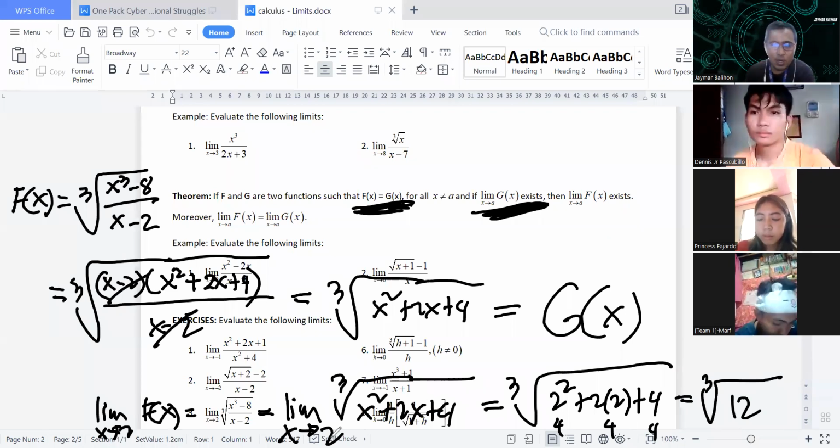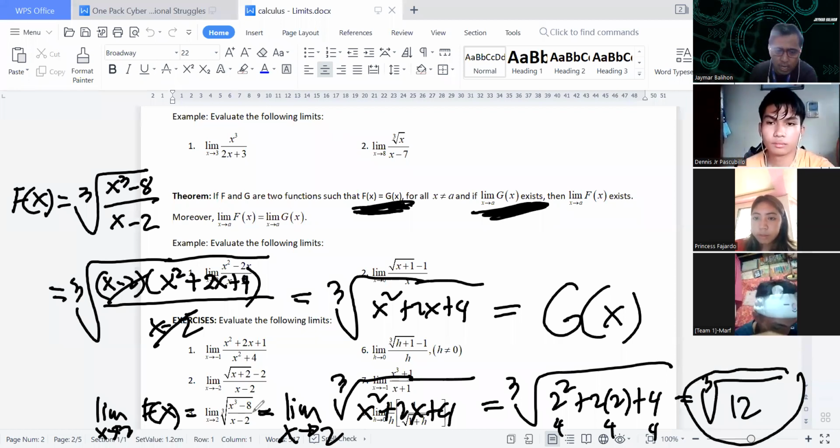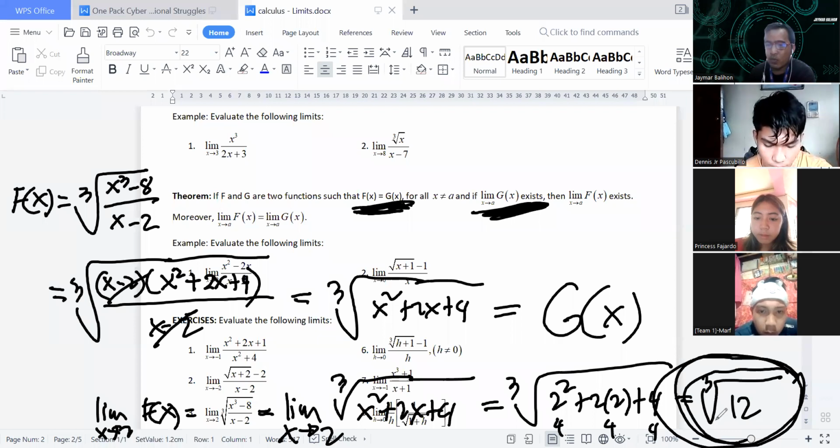So, we can conclude that the limit of the cube root of x cubed minus 8 over x minus 2 as x approaches 2 is just equal to cube root 12. Clear?